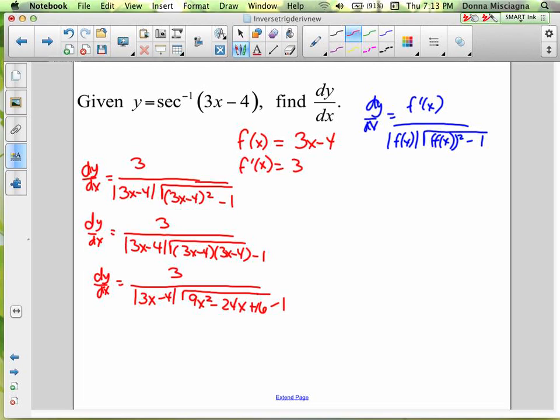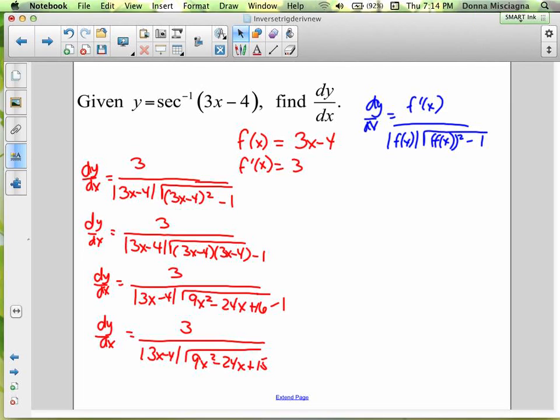And boy, this is an easy simplifying. It's as easy as subtracting 1. So dy/dx equals, final answer, 3 divided by the absolute value of 3x minus 4 times the square root of 9x squared minus 24x plus 15. Done. All right? Got 2 done. Only took 6 minutes. We're cruising now.